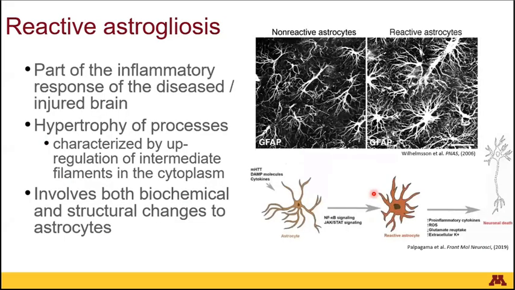Okay, moving away from astrocyte dysfunction. Like I said earlier, astrocytes can also respond to injury or inflammation in a process called reactive astrogliosis. During astrogliosis, astrocytes upregulate intermediate filaments in the cytoplasm and they undergo hypertrophy. And this is a process that involves both biochemical and structural changes to astrocytes.